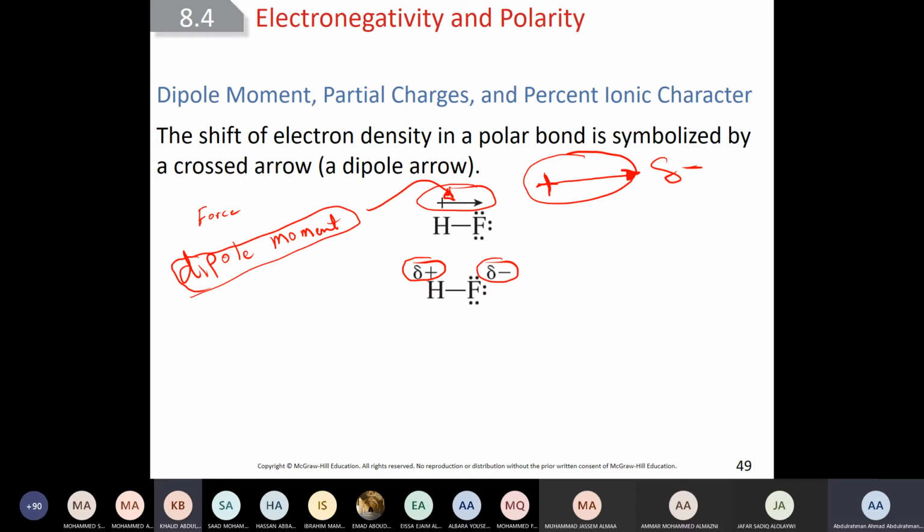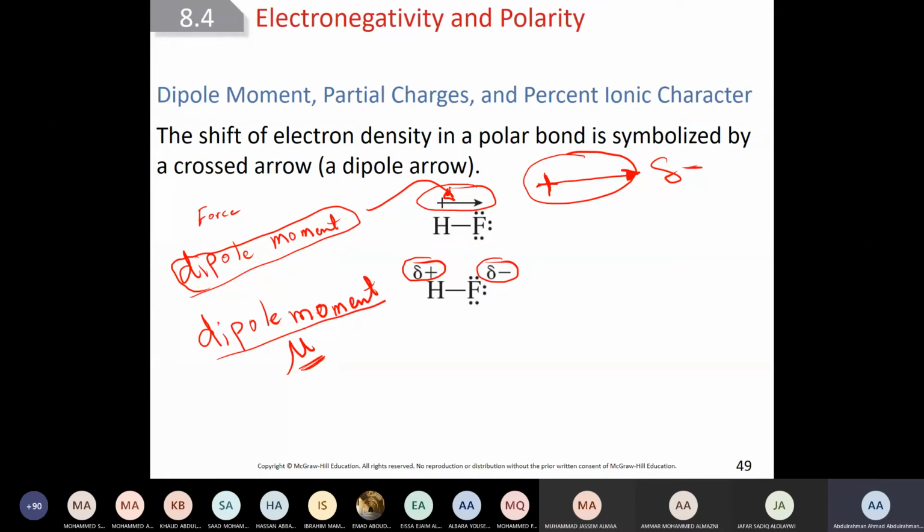You have to remember the name. Dipole moment. Dipole moment. I repeat it one more time. Write it and memorize it. Dipole moment. And we represent it by a μ like this. This is called dipole moment and we represent it by this letter.